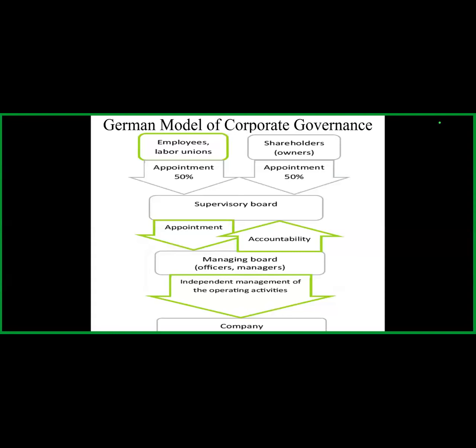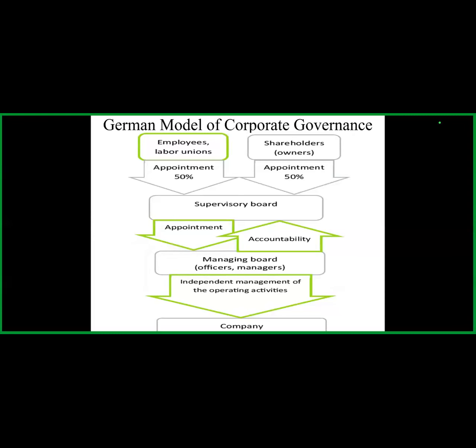In the first two, we had discussed that shareholders, who are also called the owners of the organization, as they are holding the shares of the organization, have the authority, the right, to elect the members of the supervisory board or the board of directors, the supervision board and board of directors.